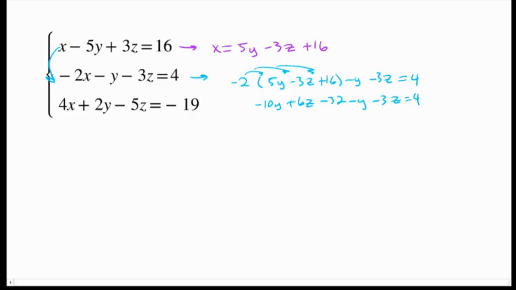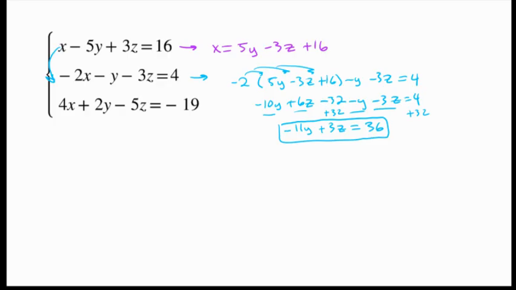Now this is just personal preference, but I like to put all the variables together on one side. So this becomes negative 11y. Putting this together becomes plus 3z. And then I personally like to move all the constants over to the other side. But it's not how you have to do it. It's just how I like the look of this, because sometimes it lends itself well to elimination.